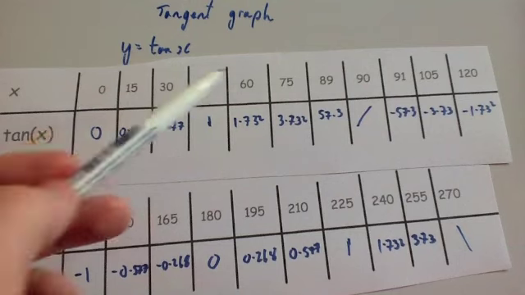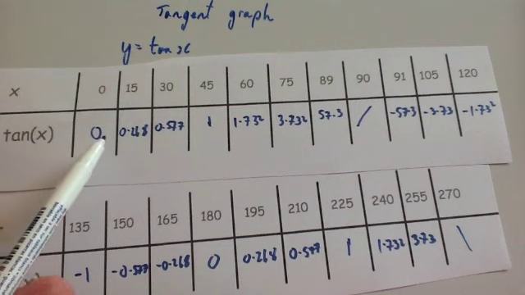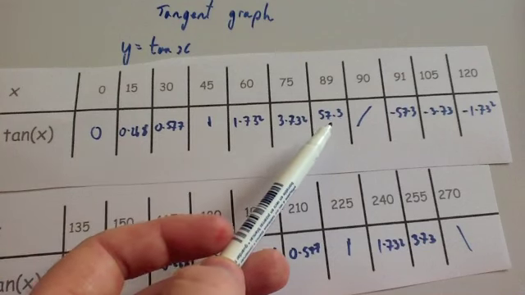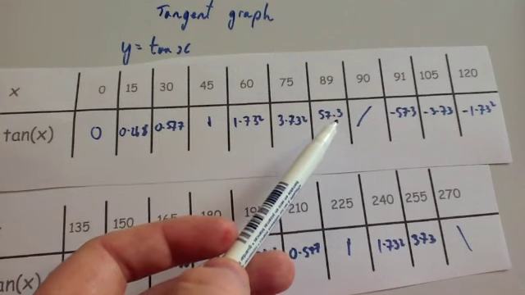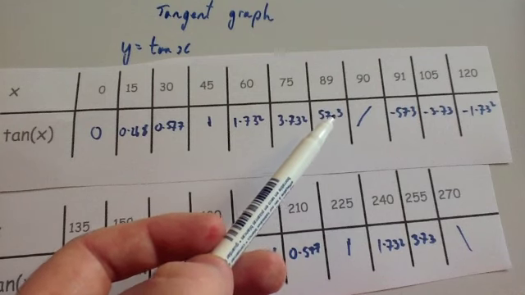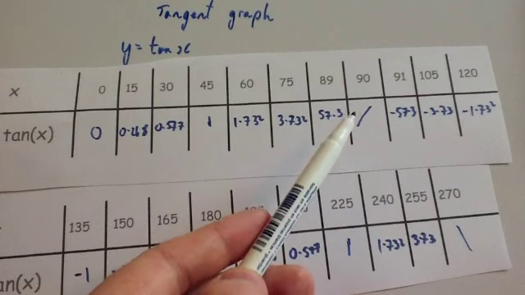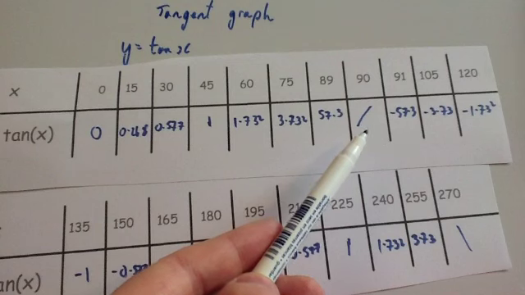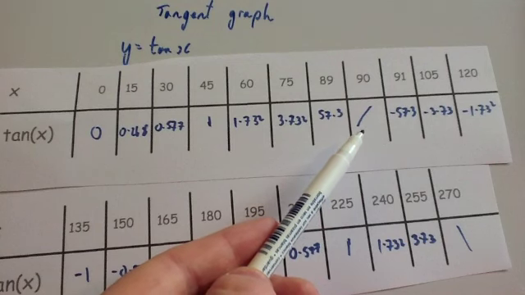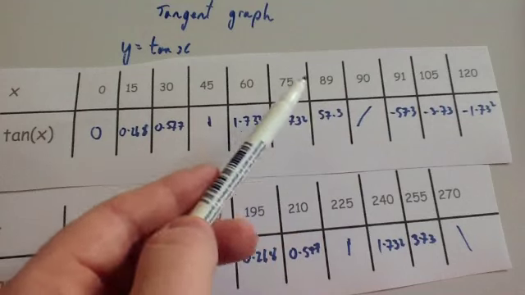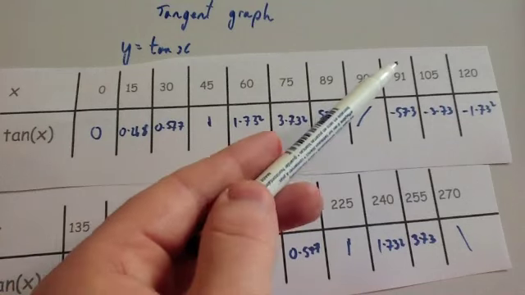Let's focus a bit more on what happens between here. It goes 0 to 0.26, 0.57, all the way up, and then it gets really, really large. If you were to do a number such as 89.9999, you're going to get very, very large numbers. It's going to go off to infinity. The tan of 90 is actually a math error. On the graph, it looks like an asymptote. I'll show you in a minute what that looks like. That means there's no solution. You can't do the tan of 90.